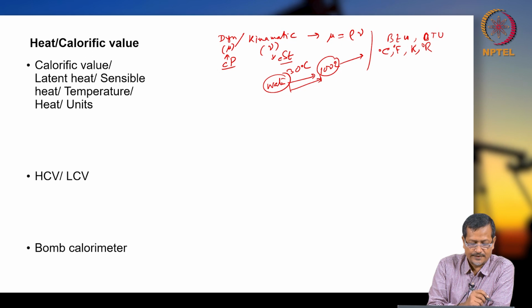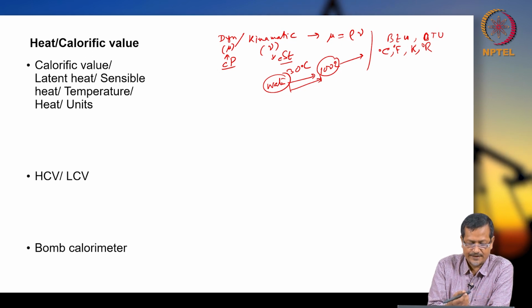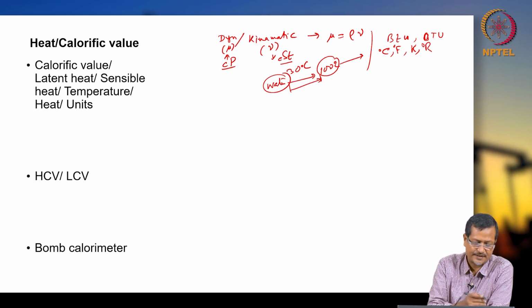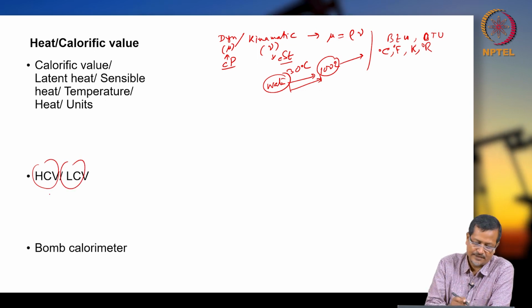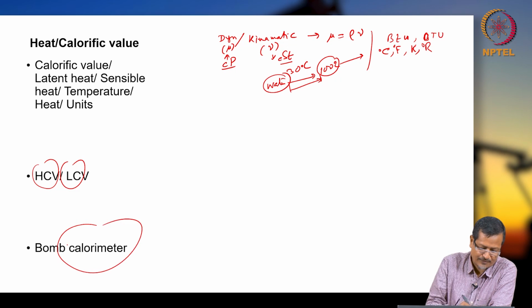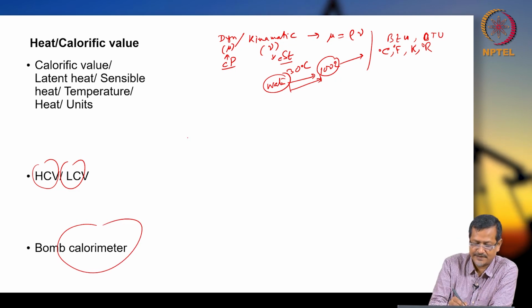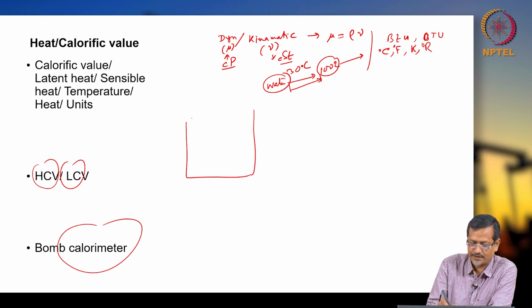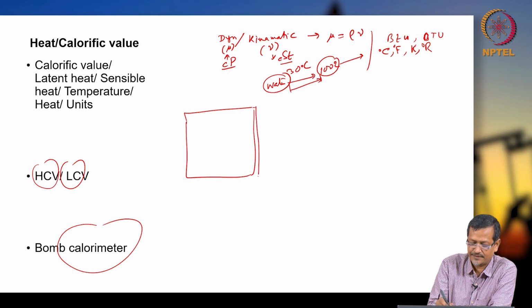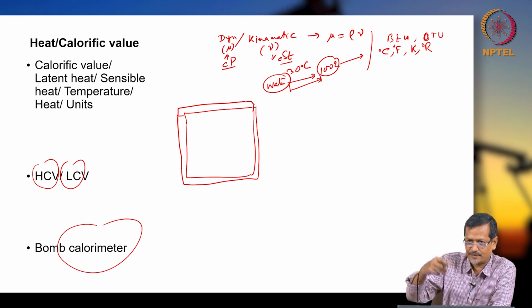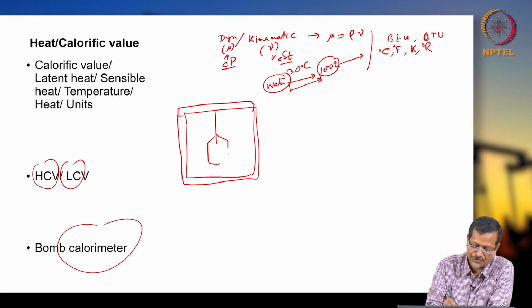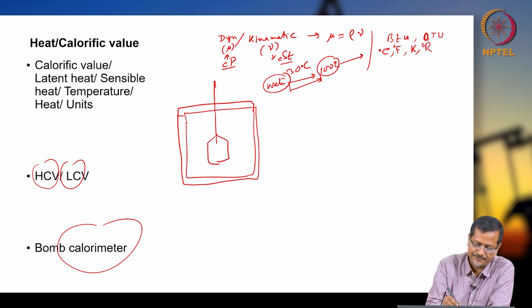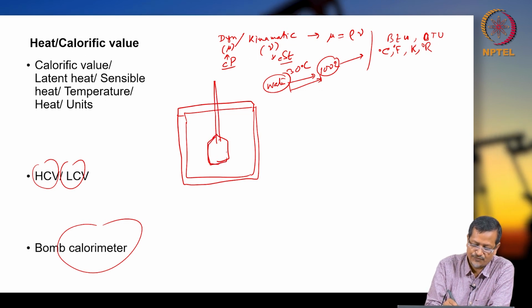Now, HCV and LCV I already explained in the previous lecture: higher calorific value and lower calorific value. So how to measure it and how to know it? There is a term called bomb calorimeter. You have one vessel, a closed, insulated vessel like this. There will be a lid and proper closure also, and inside there will be a fuel burning section. So fuel will be burning inside.